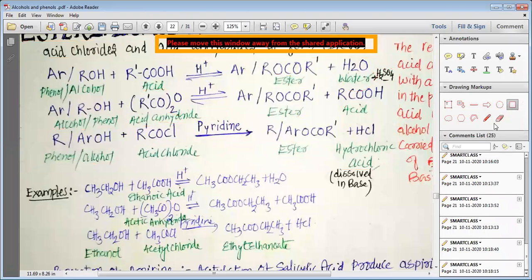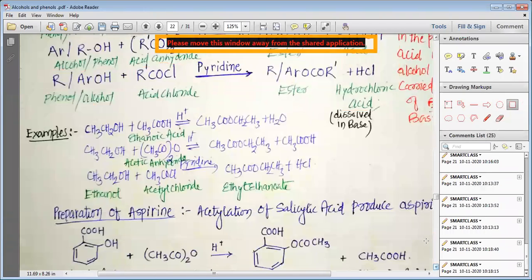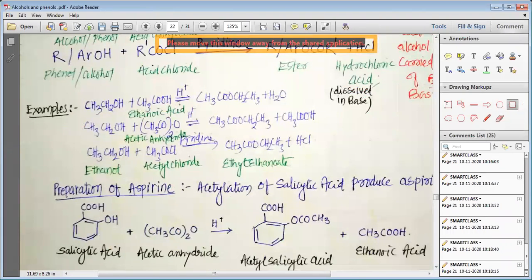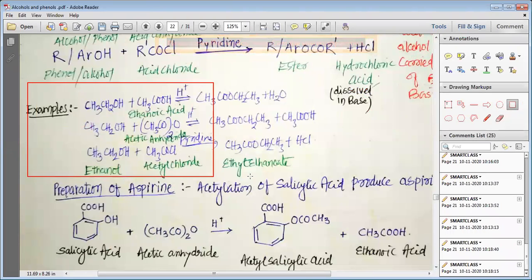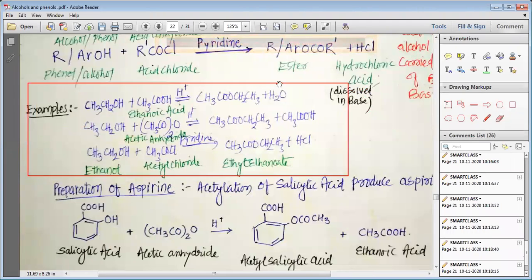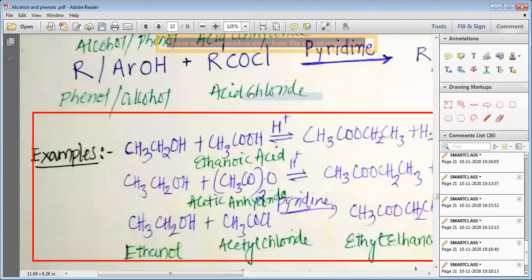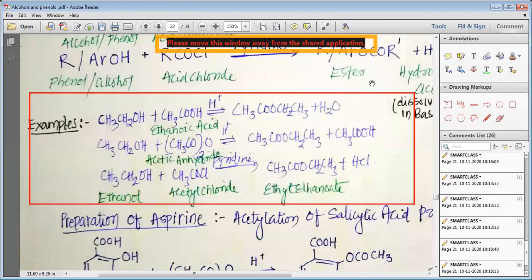Now, my dear students, this esterification reaction, we are going to study using some very important examples. So let us understand the esterification reaction using some examples. Let's pay attention to the various examples of esterification. The first example I would like to take is the reaction of ethanol with ethanoic acid in the presence of sulfuric acid, which gives us ethyl ethanoate.